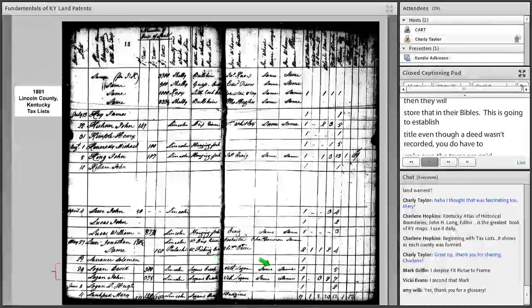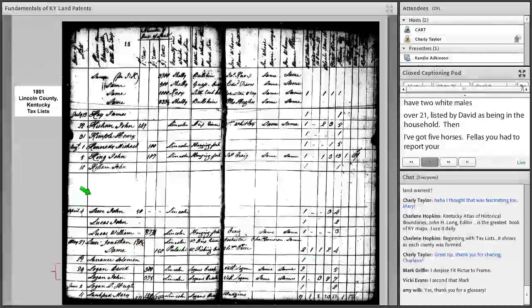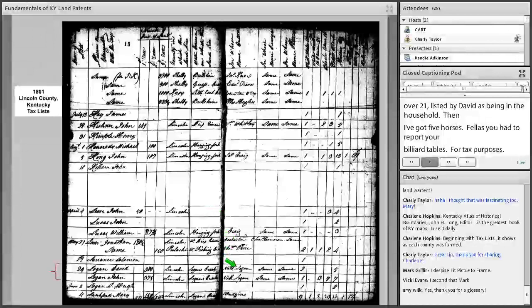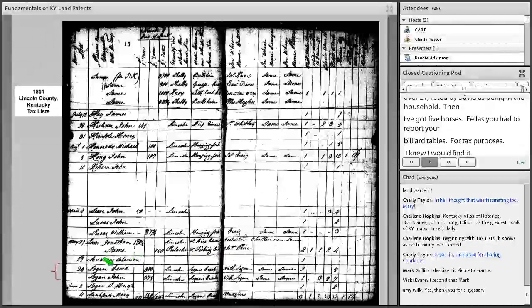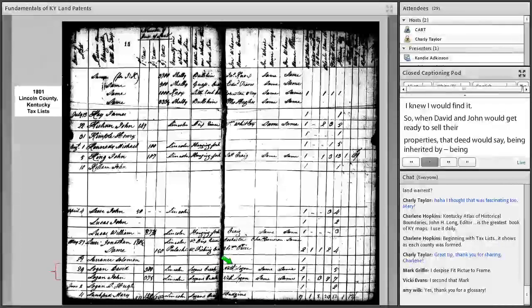Other columns may change. I've got two white males over 21 listed by David as being in the household. And then I've got five horses. Fellas, you had to report your billiard tables for tax purposes. Even though I couldn't find Nathaniel, I looked through the tax list until I found someone who was paying taxes on part of that patent. I knew I would find it. So when David and John would get ready to sell their properties, that deed would say, being inherited by or being conveyed to me by patent by my father. I know I'm going to get more information on this.